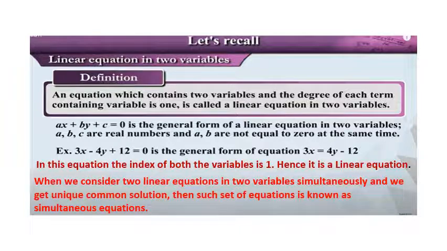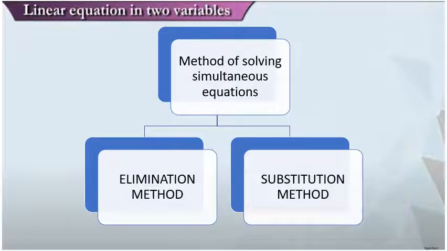When we consider two linear equations in two variables simultaneously and we get a unique common solution, then such a set of equations is known as simultaneous equations. Methods of solving simultaneous equations. We have two methods of solving simultaneous equations. The very first method is elimination method and the second method is substitution method.